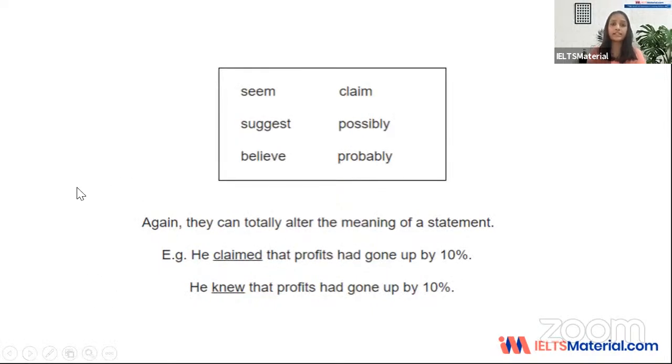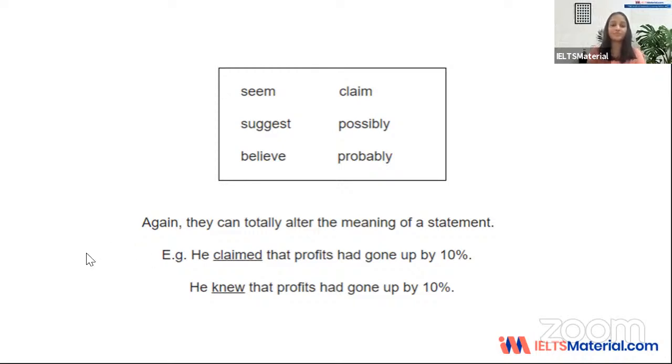Now let's have a look at another set of qualifying words. There are certain words which express possibility. Let's see here. He claimed that profits had gone up by 10%. He knew that profits had gone up by 10%. So are claimed and knew the same? Claimed relates to an assumption, right? And knew derives from the word knowledge, which you already know. So make sure that you don't confuse these qualifying words, as they can totally change the meaning. I hope these qualifying words are clear to you.